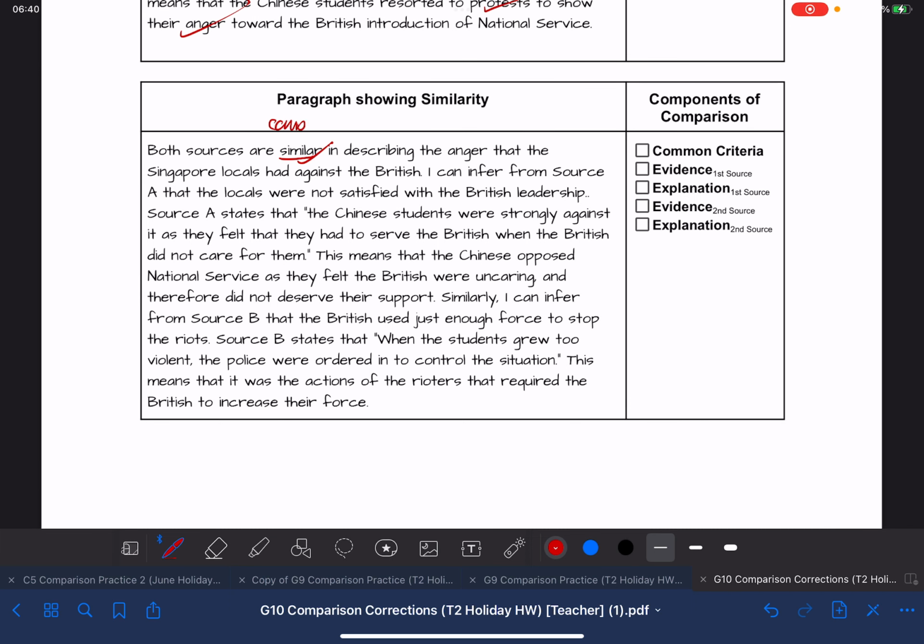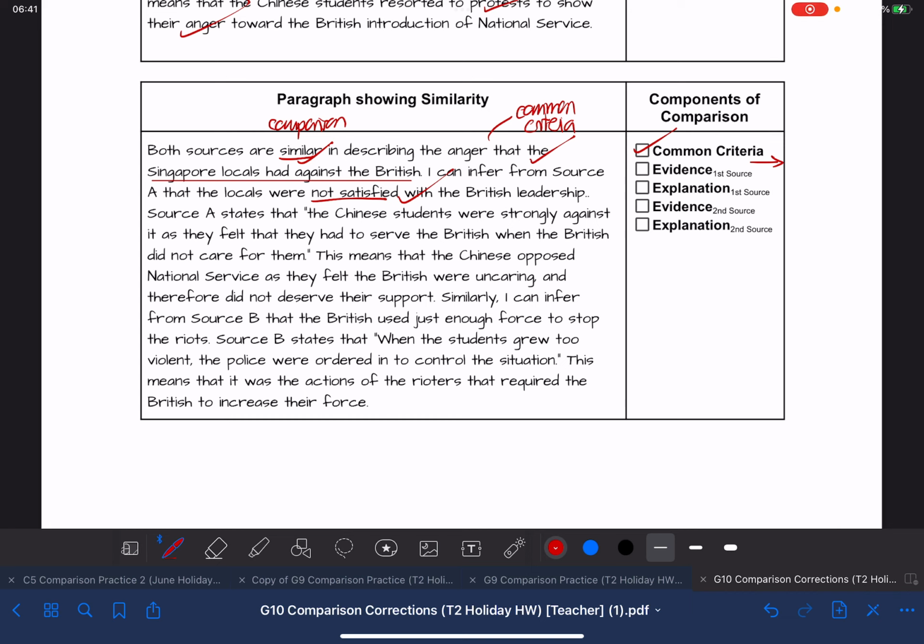I see a comparison word. In describing the anger that the Singapore locals had against the British. So I'm going to take this. This is your common criteria. Good. I can infer from source A that the locals were not satisfied with the British leadership. That sounds like it's going to be similar to the first example. So I'm going to take this. Just because I didn't require you to have an inference for the first source doesn't mean you can't provide it. In fact, when you do, it makes it even clearer. Let's continue reading. Source A.